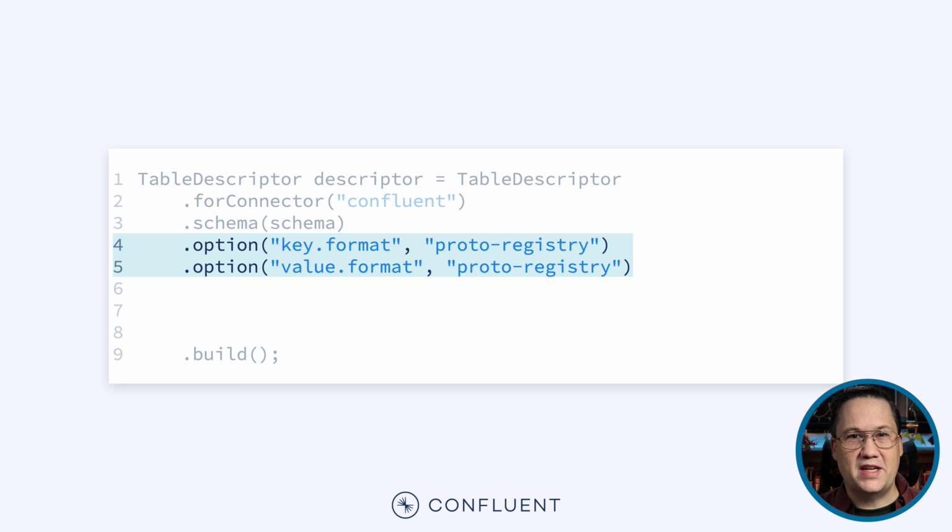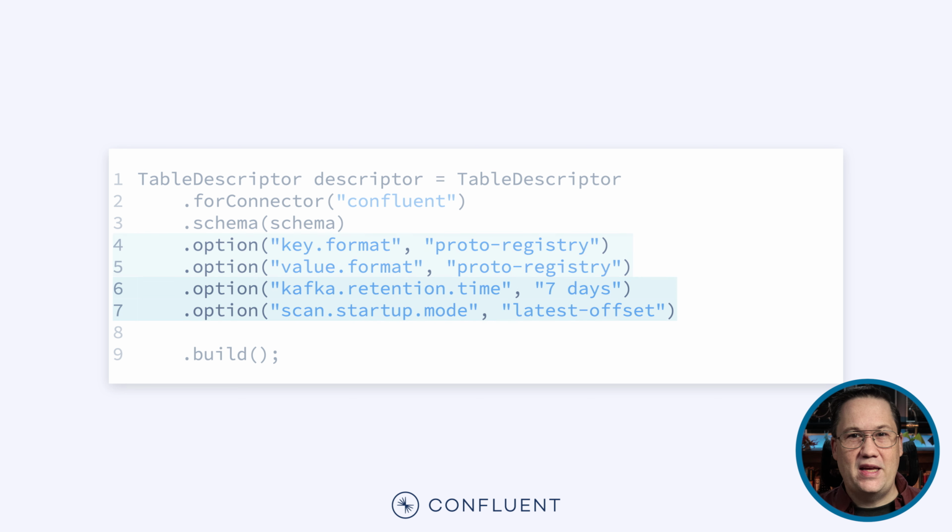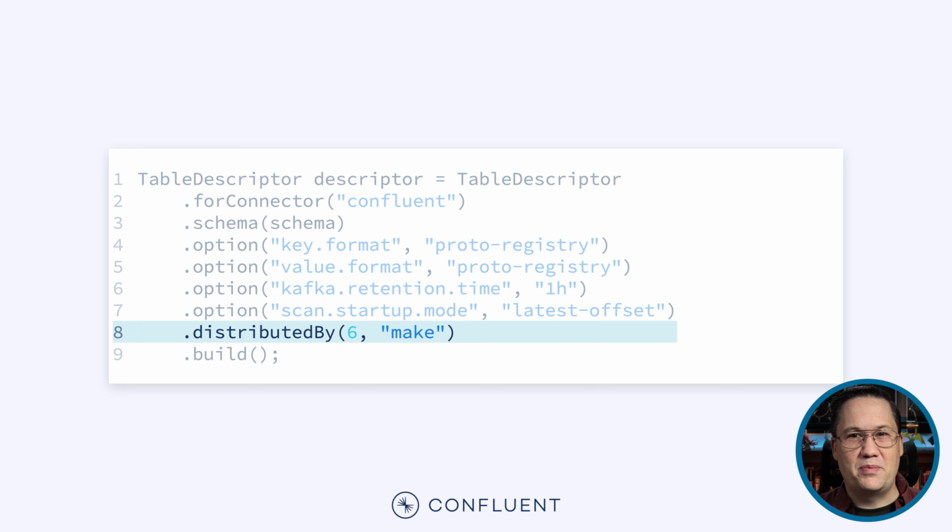There are other options that can be added to the descriptor. Here, I'm setting the Kafka retention time to 7 days. I'm also telling it to read the topic from the latest offset. Check out the documentation for a full list of options. The distributed by modifier can be used to specify how the data should be partitioned. I've specified that the data should be divided into 6 buckets or Kafka partitions, using make as a distribution key.